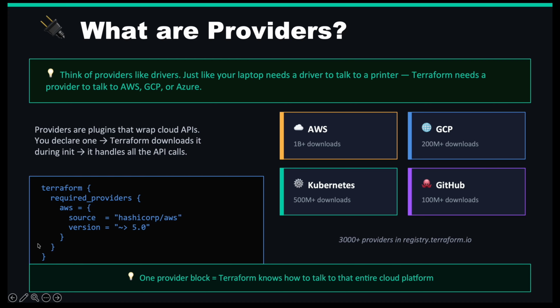I have written the terraform block. Inside that, I have written required_providers. Inside that, we have aws, which is our provider, which is fetched from the source equals hashicorp/aws, and the version will be 5.0. I will explain the version in the next slide.